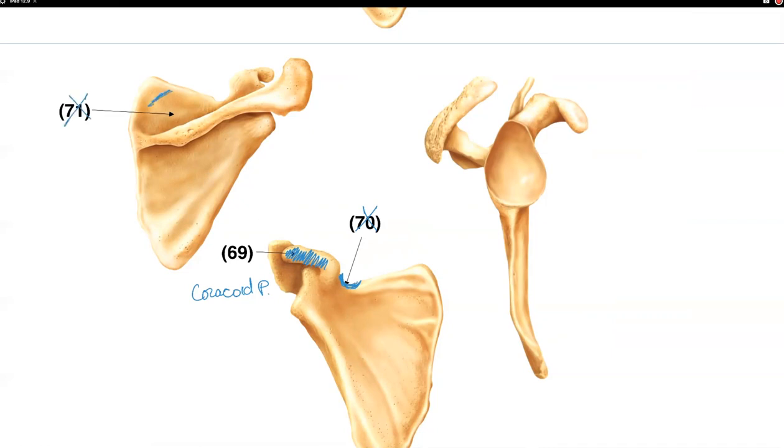This is the fossa. We've stated it in the class, but we still don't have it on the list. It's going to be the fossa located above the spine of the scapula. So we call this my supraspinous fossa.